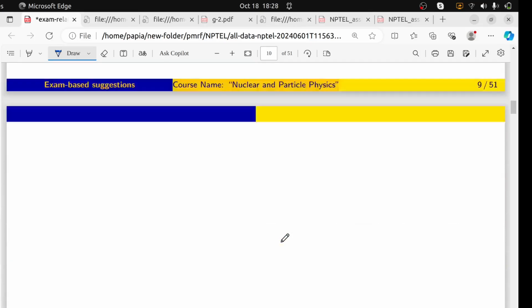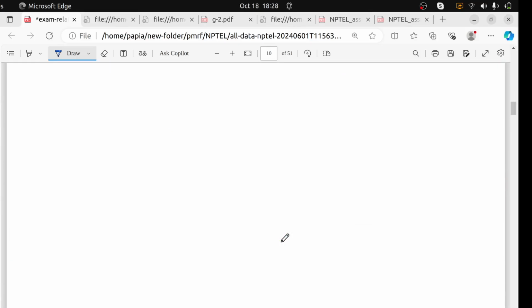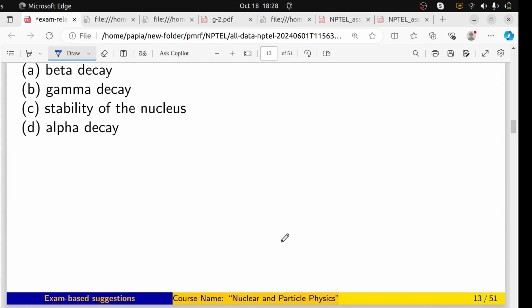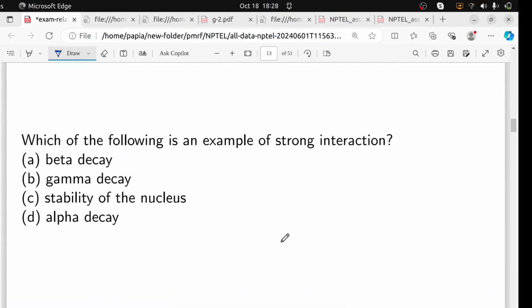I just told you what type of question can be there. So, yeah. That is also a very simple question. Just see the question and tell me the answer. Which of the following is an example of strong interaction? Beta decay, gamma decay, stability of the nucleus, alpha decay.